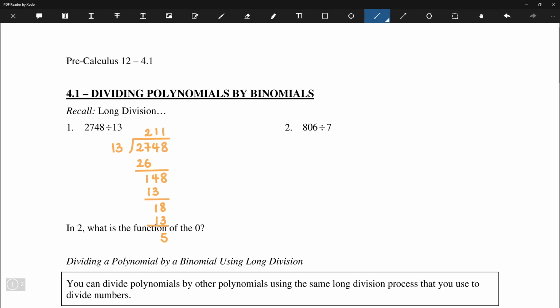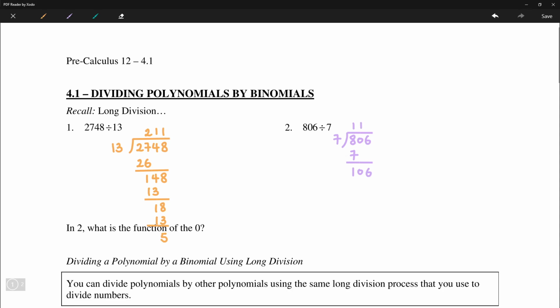So we'll be doing something similar with polynomials. But before that, just one more example. So 806 divided by 7. Okay, of course, multiply by 1 gives us a 7. And then we can subtract. Left with 106.